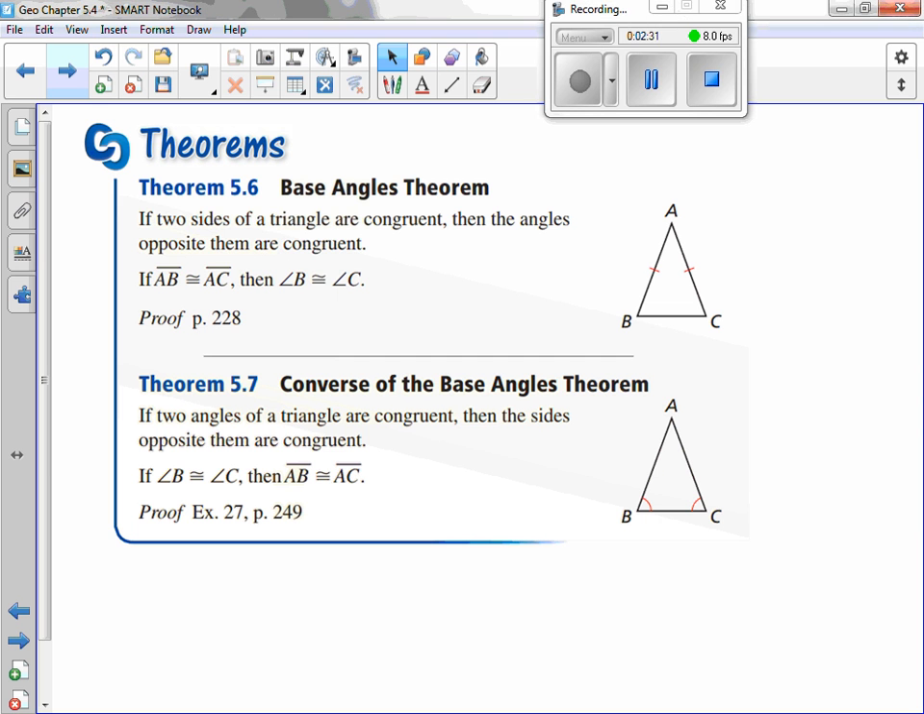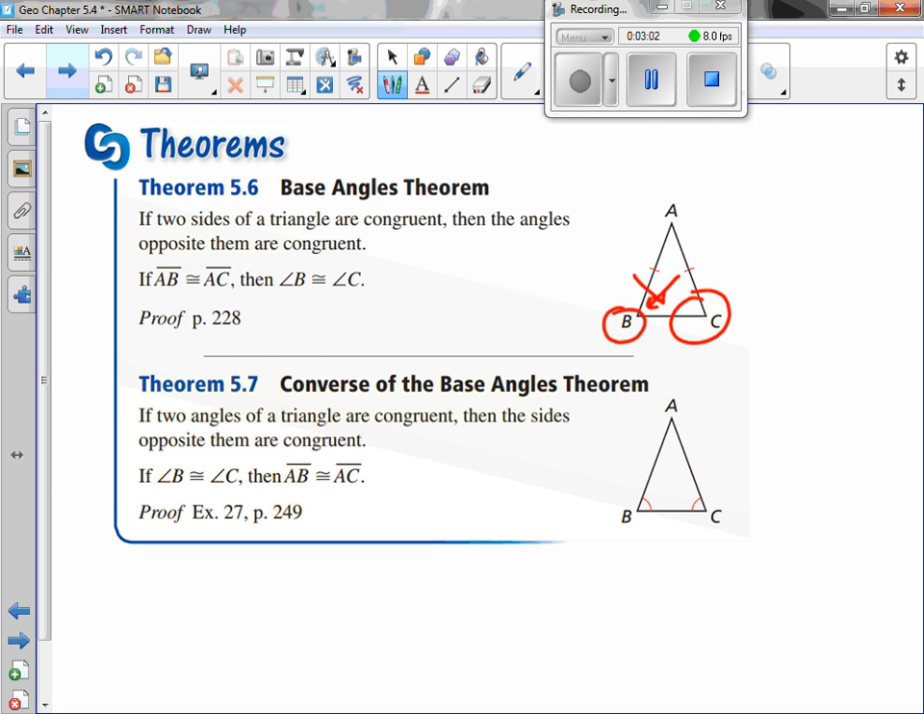So, let's look at this here. The base angle theorem states that if two sides of a triangle are congruent, then the angles opposite them are congruent. Since these two sides are congruent, these two angles here, B and C, are going to be congruent. The angles opposite the congruent sides are congruent.